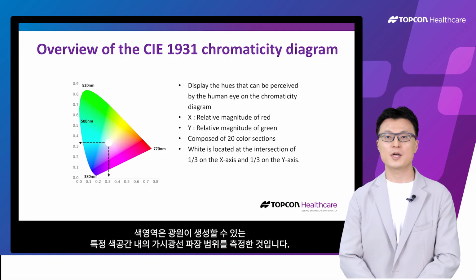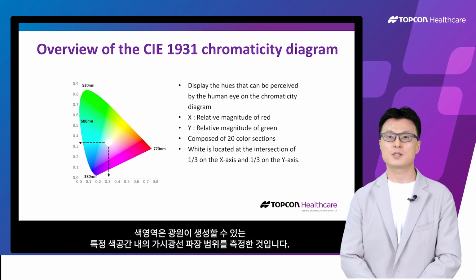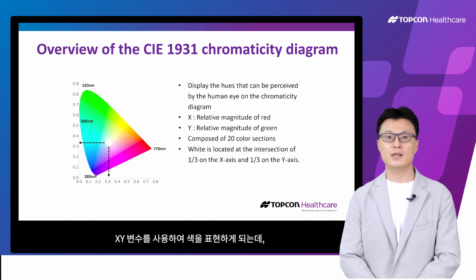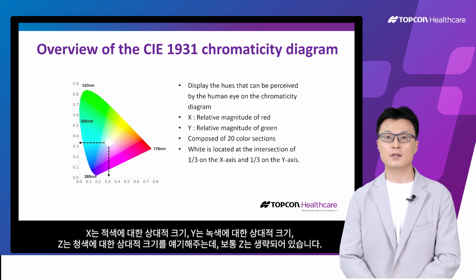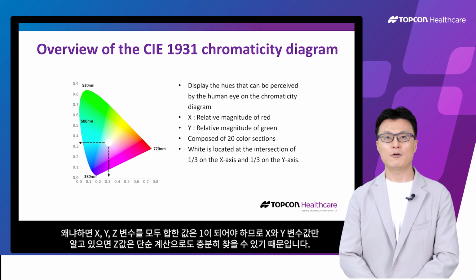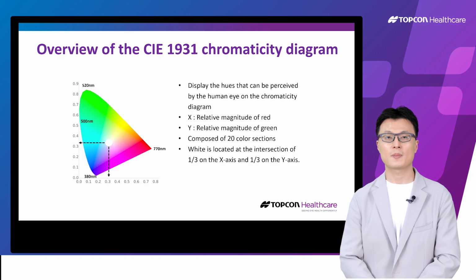The color gamut is the measured range of visible wavelengths within a specific color space that the light sources can produce. The CIE 1931 chromaticity diagram represents color using the X and Y variables. X is the relative amount of red, Y is the relative amount of green, and Z would be the relative amount of blue. However, Z is usually omitted because X plus Y plus Z must equal 1. As a result, once you know X and Y, you can simply calculate Z.